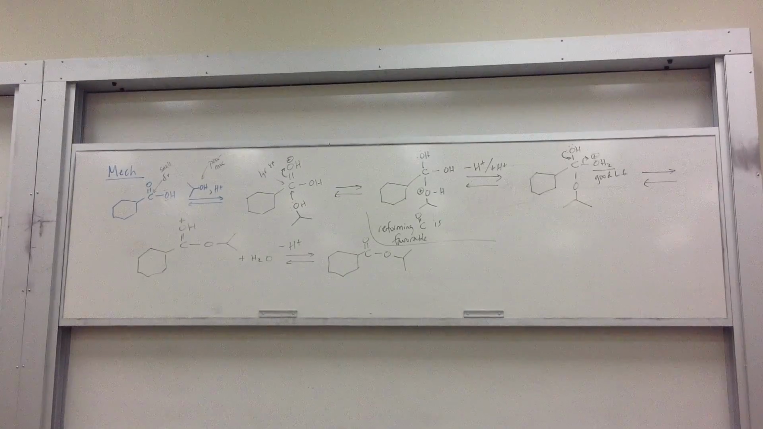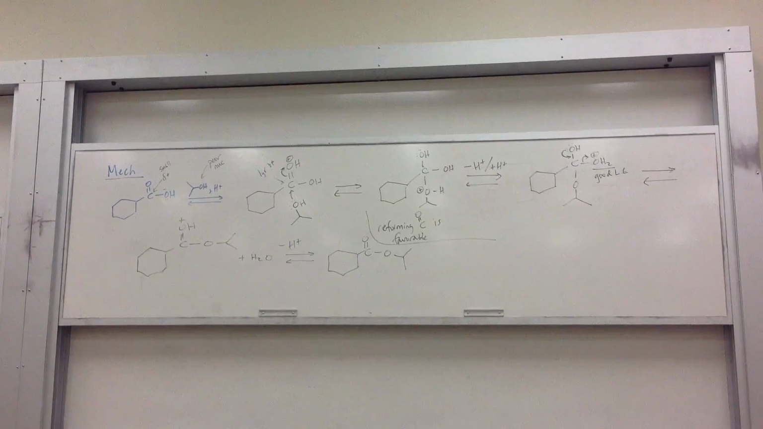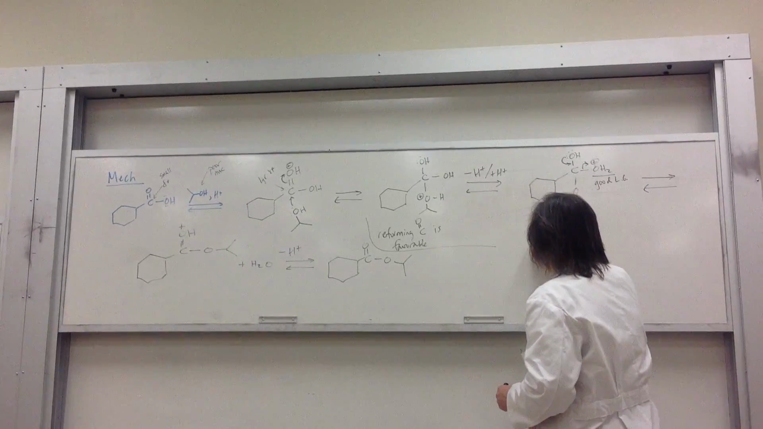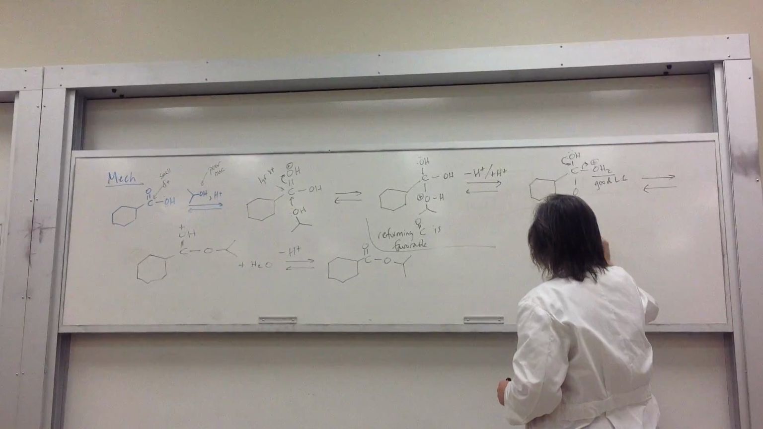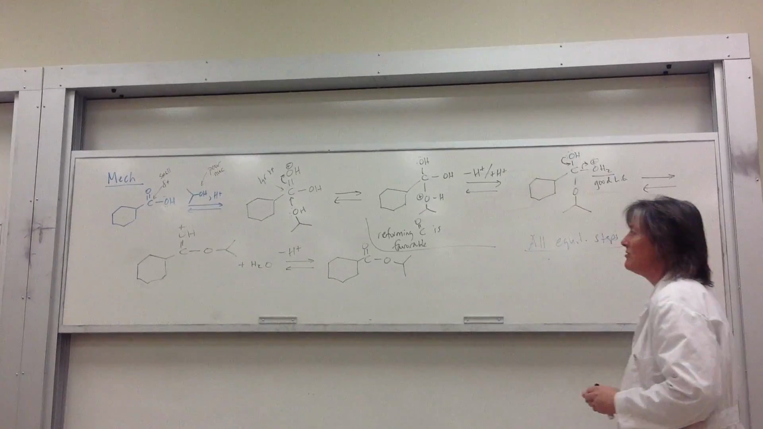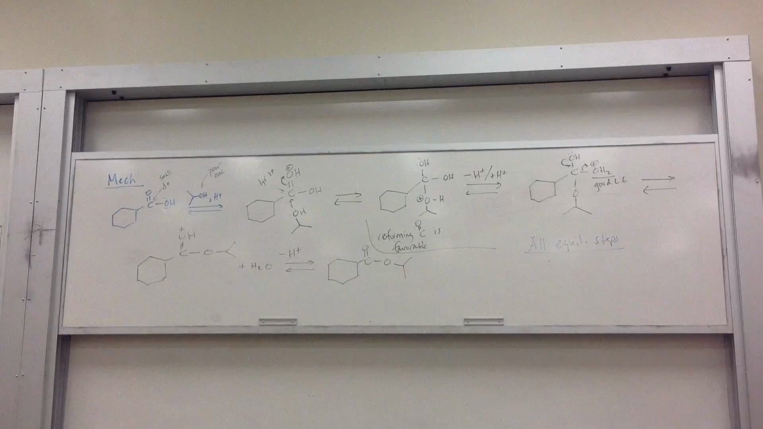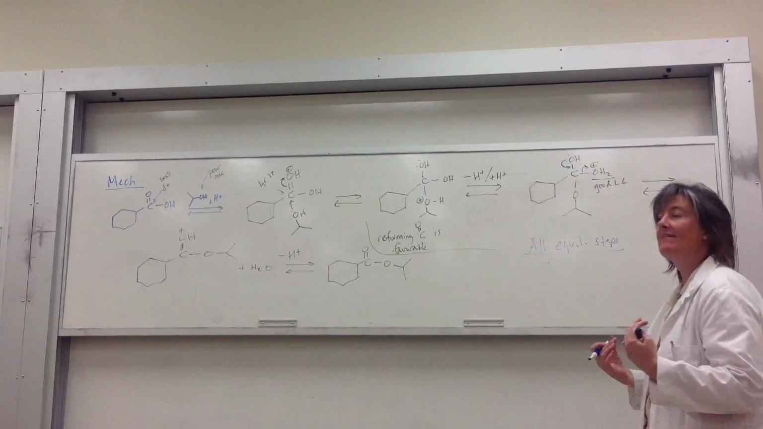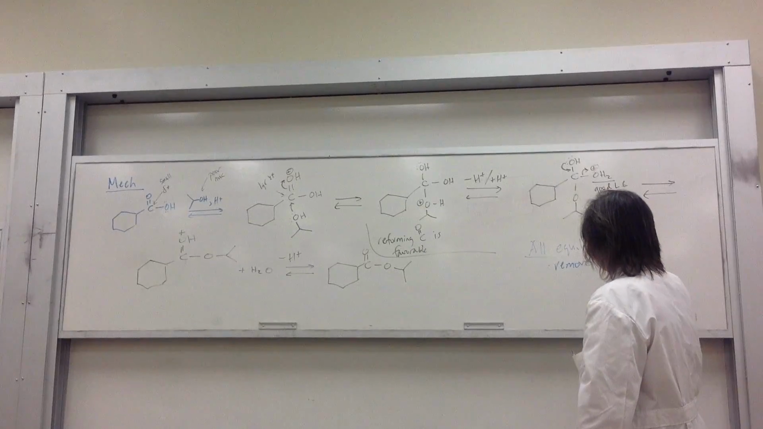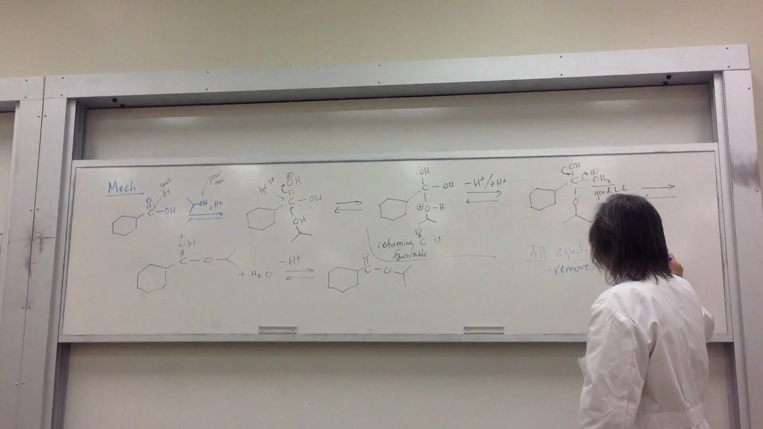Now it's all equilibrium steps. So we are going to have to do something to push it to products. What are some ideas that we could do to make it go forward, actually? We could remove water. Remove water as it forms. And we talked about ways to do that.